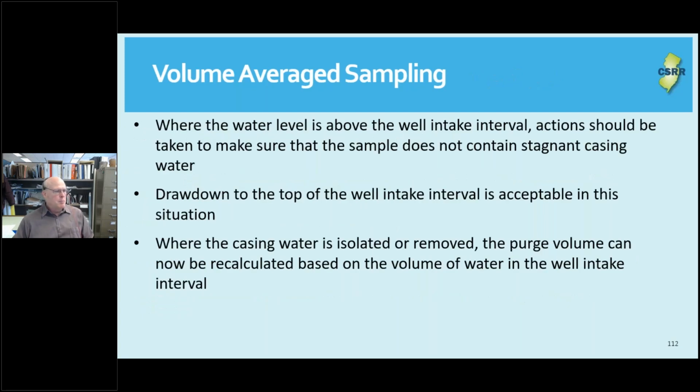Where the water level is above the well intake interval, action should be taken to make sure that the sample does not contain stagnant casing water. Drawdown to the top of the well intake interval is acceptable in this situation. Where the casing water is isolated or removed, the purge volume can now be recalculated based on the volume of water in the well intake interval.